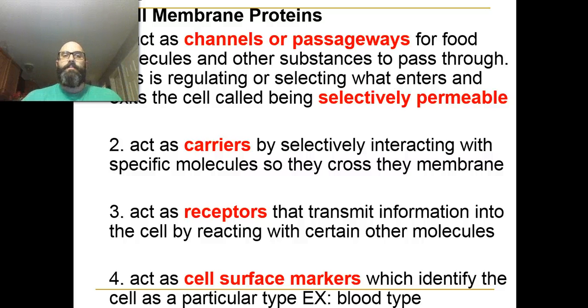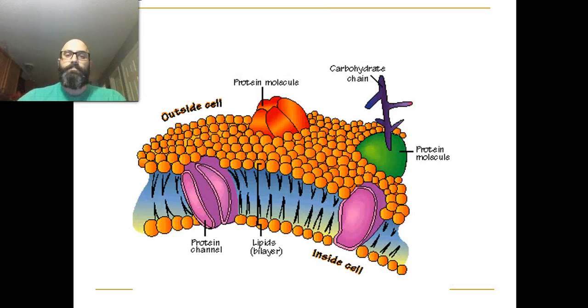Red blood cells have very specific membrane proteins on them that identify you as a certain blood type, either A or B or AB or O. A means you have only A proteins, B means you only have B proteins, AB means you have both, and blood type O means an absence of those proteins. And those identify those particular cells as one type.